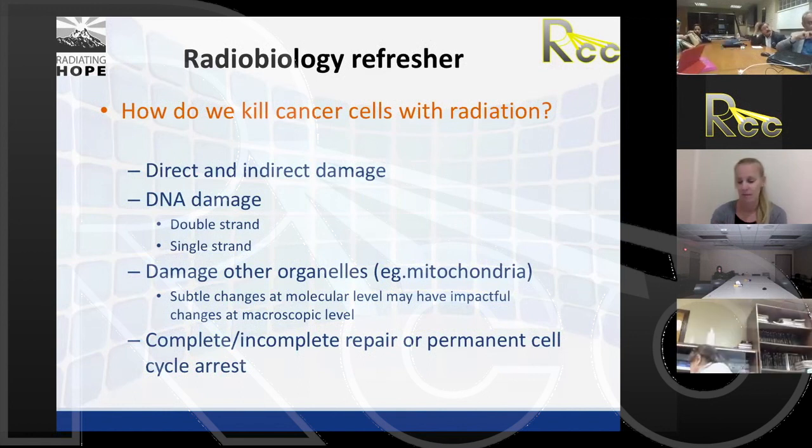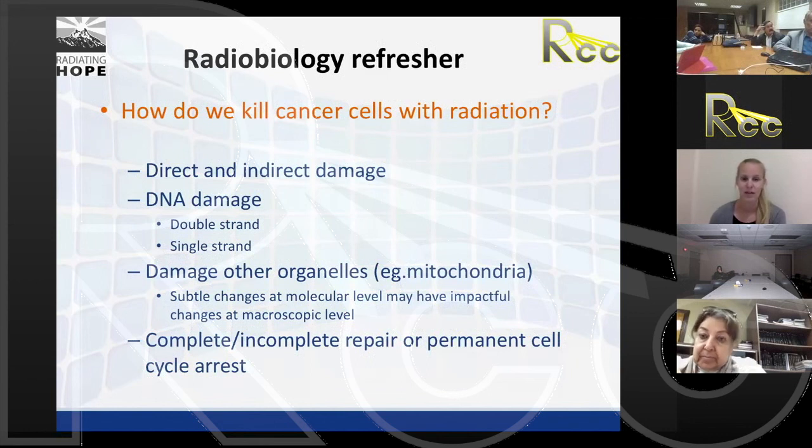A lot of the time, ultimately the cancer cells die due to damage to the DNA within the cell itself, either through double strand or single strand damage and breakage. But cancer cells can also die through damage to other organelles within the cell itself, such as the mitochondria. These create subtle changes at a molecular level that can have an impact macroscopically, and then a larger impact within the tumour as a whole.